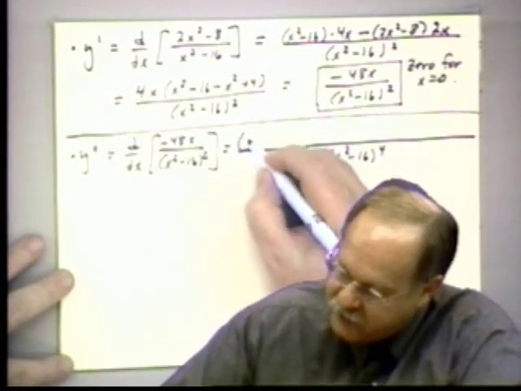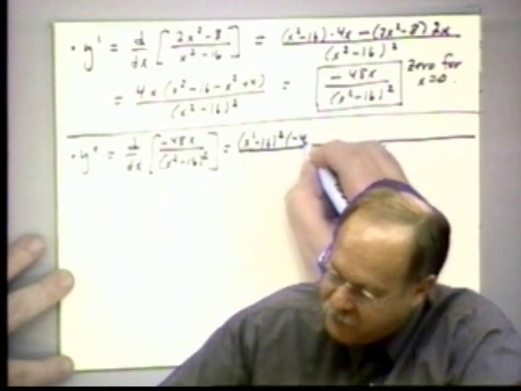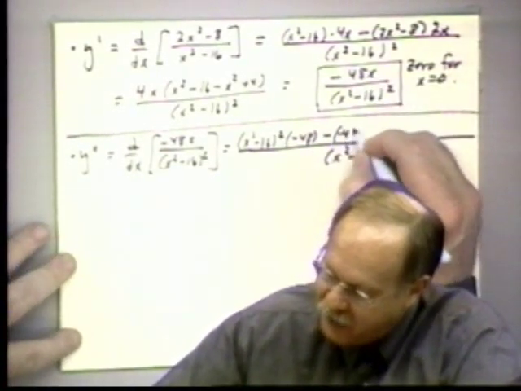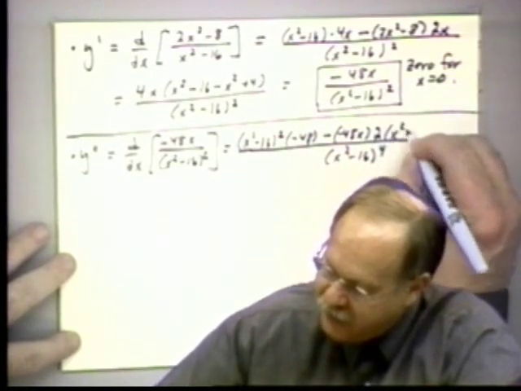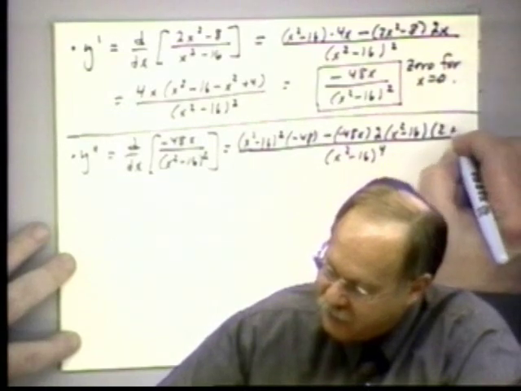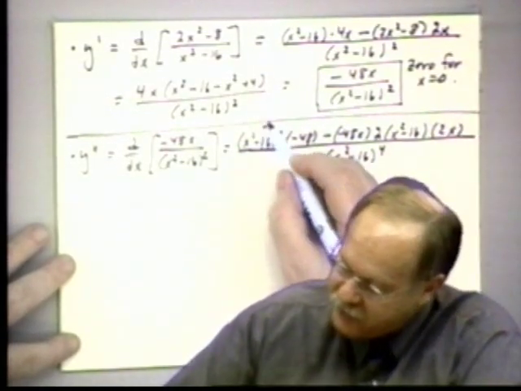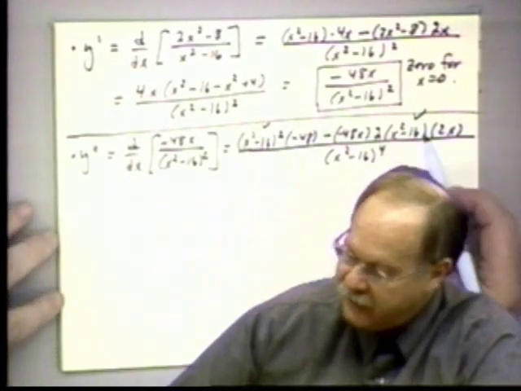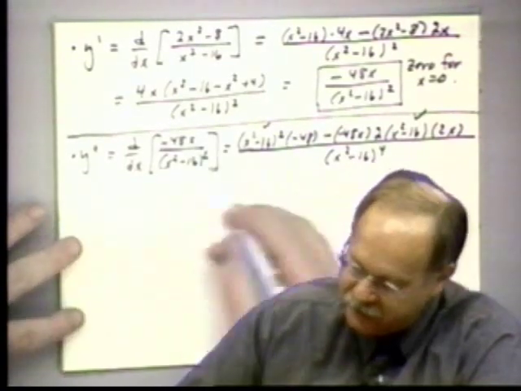Then I start off the top with the x squared minus 16 squared times minus 48, which is the derivative of the top, minus the top times the derivative of the bottom, which is 2 times x squared minus 16 times 2x. All good practice, I hope. And you see there's x squared minus 16 in a couple places here, so we can factor out at least one factor of it, one power of it, and that will cancel with one of these.